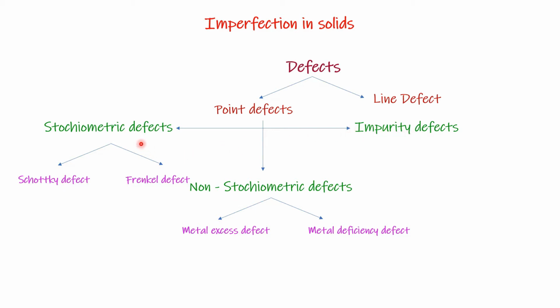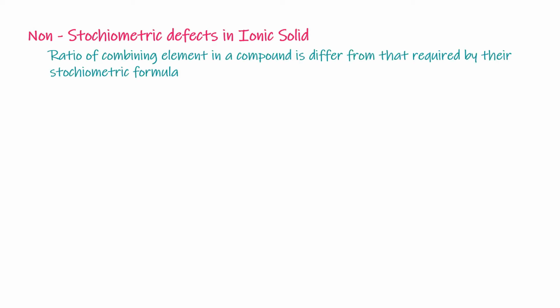In our last class, we discussed stoichiometric defect and its types. Today, we are going to discuss non-stoichiometric defect and impurity defect. Non-stoichiometric defects are of two types: metal excess defect and metal deficiency defect. Let's see now non-stoichiometric defect in ionic solid.